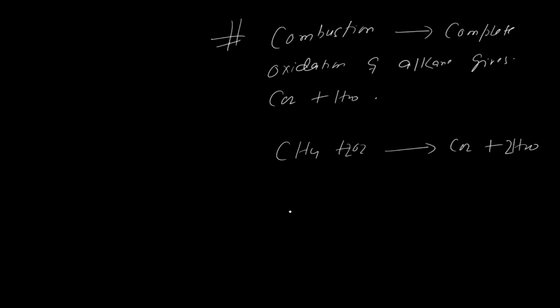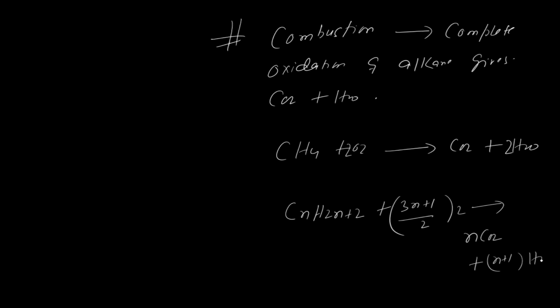Now there is one more way to balance this complete oxidation. The molecular formula for alkane is CnH2n+2. So plus (3n+1)/2, this much oxygen you will take, and you will get n carbon dioxide and (n+1) H2O. That's very simple. How? Have a look here. I would like to give you a 5 carbon alkane. So put the 5 over here in place of n.